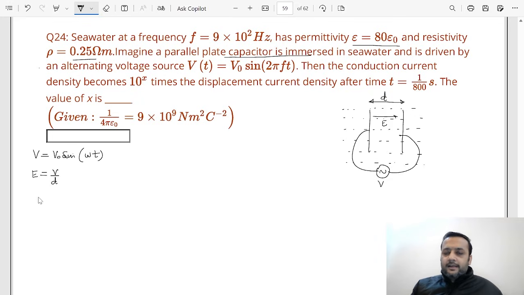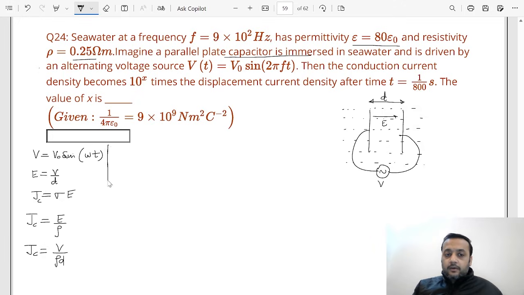All right. And now you might recall that there's a formula which gives the relation between the current density and the electric field, which is J equals sigma E, where J is the current density, this is the conduction current density, and E is the electric field. Now sigma can be written as 1 upon resistivity. Here sigma is the conductivity of the seawater, which we can write as 1 upon rho. So the conduction current density will become E by rho, and as I said, the value of E can be written as V by d. So this will become V by rho d. Okay, so this is the value of the conduction current density.